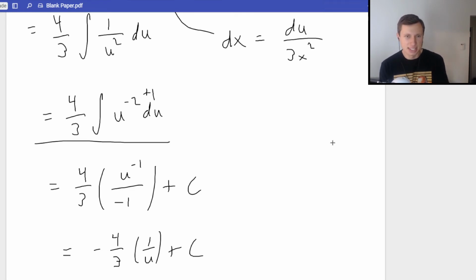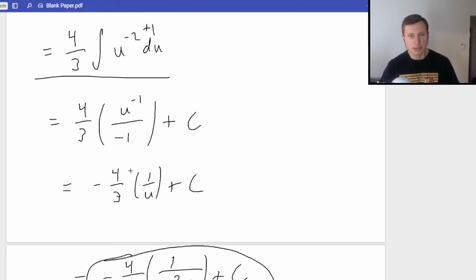What were you about to ask? And then how did we get the negative 4/3? Yeah, it's from this negative 1 in the denominator. I just wrote it out in front. Oh, okay. Thank you.